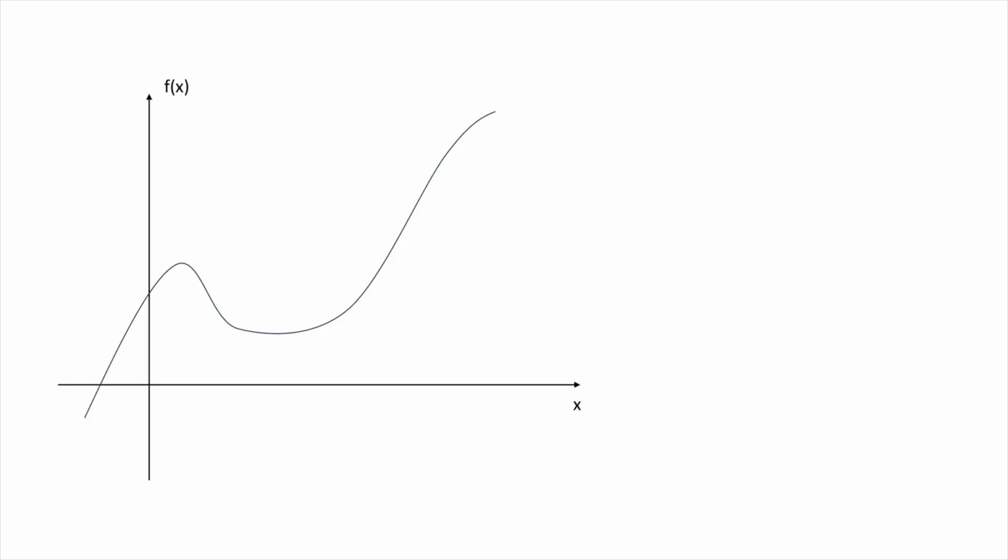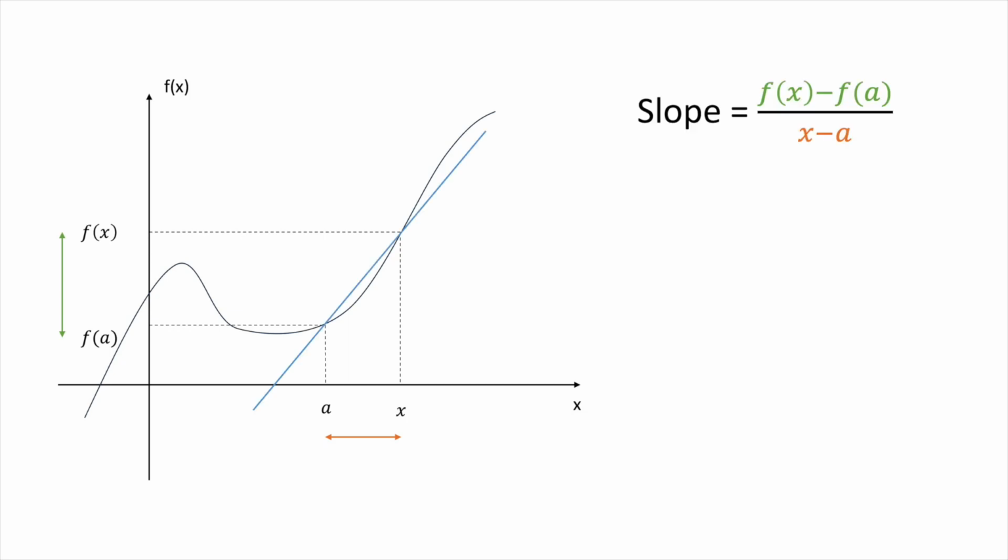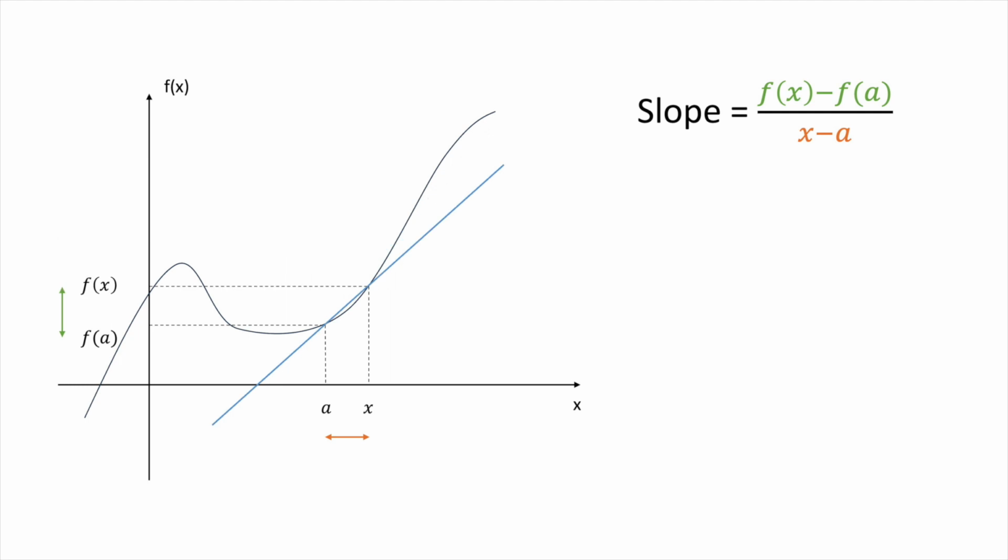Take any function and 2 points, a point a and another x. According to what we have just said, the slope of the segment connecting these 2 points is given by this formula. Now let's stretch or bring point x closer to point a. We see that the line approaches the true slope at point a.